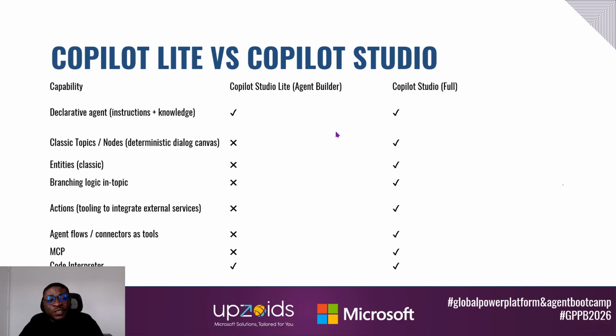You can see the light version has the declarative agent. Now it has code interpreter. Now you can create files. You can create Word documents. You can create PowerPoint documents from your Copilot Studio Lite agent. But as I said earlier, you don't have so much control. Even when it comes to the Word document, it's going to be very hard for you to get it to work with consistent templates and things like that. But in the Copilot Studio full version, you have so much more flexibility and so many more tools to work with.